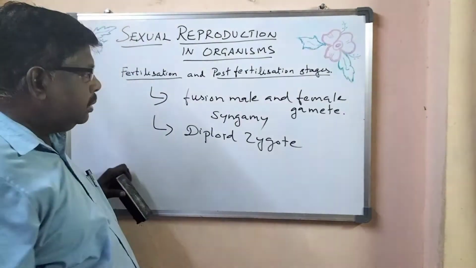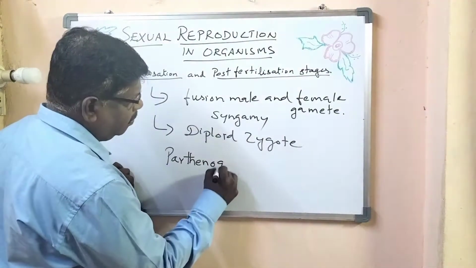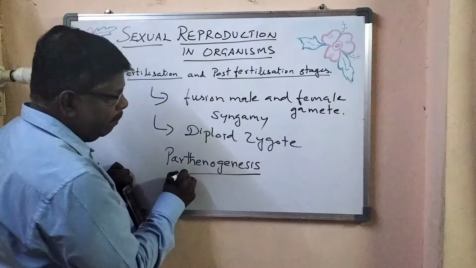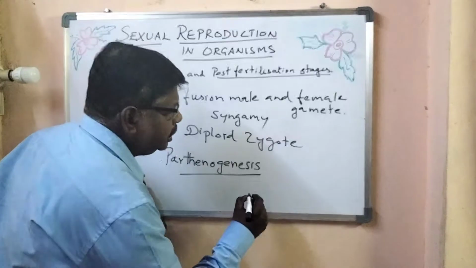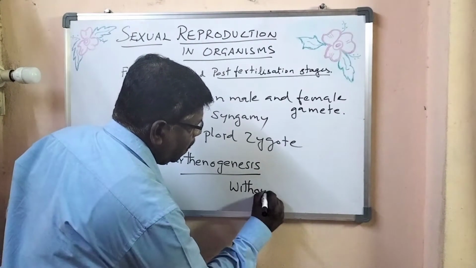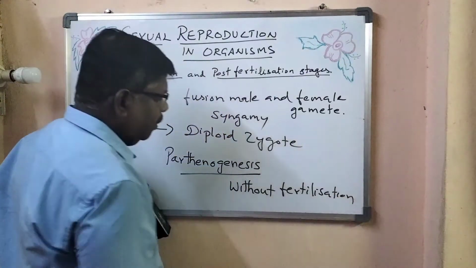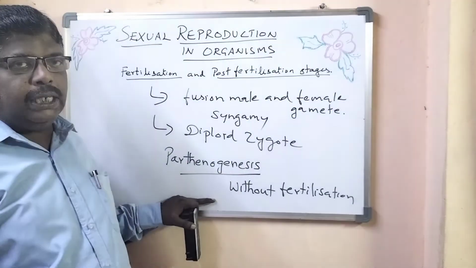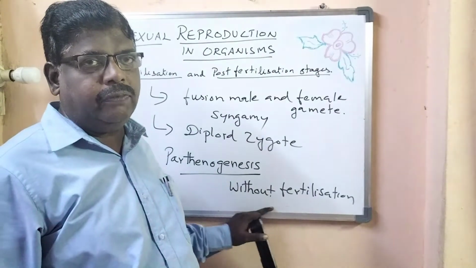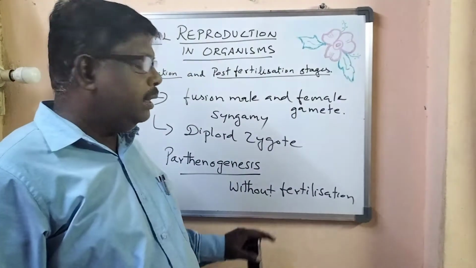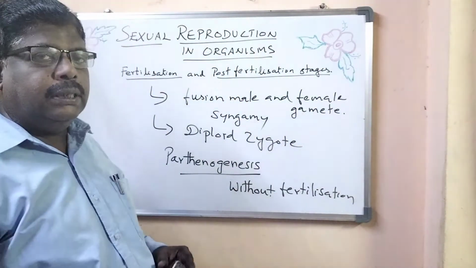And there is one more term called parthenogenesis. Parthenogenesis means formation of zygote without fertilization. That's the important word, without fertilization. Examples are rotifers and lizards.